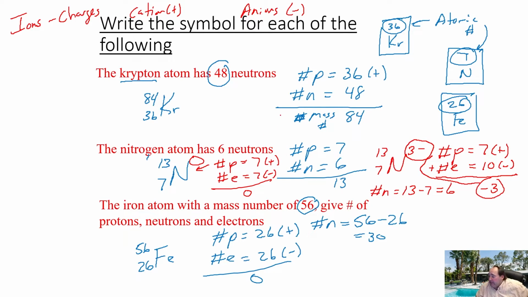This is an anion, which is negatively charged, and it is made by gaining electrons, as we talked about, and as we see here, actually.